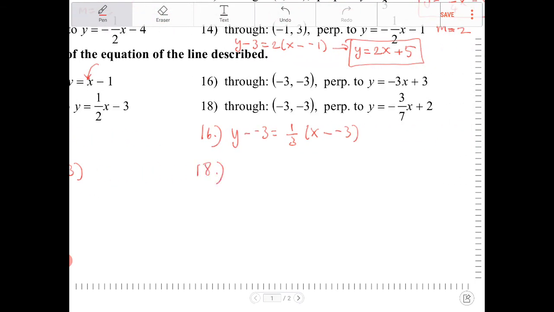Number 18. Negative reciprocal of negative 3/7 is positive 7/3. So my equation is y minus negative 3 is equal to 7/3 times x minus negative 3. And that is it.